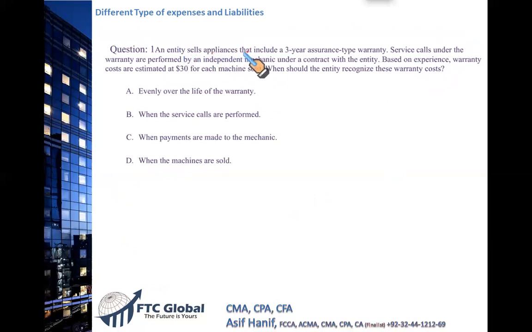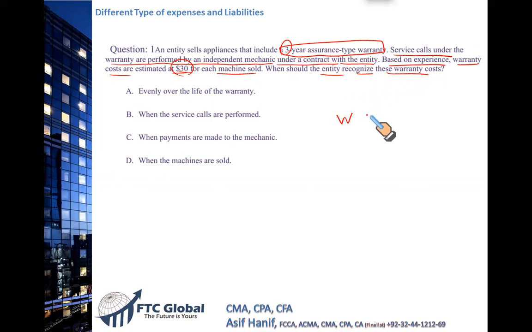An entity sells appliances that include 3 years assurance type warranty. Service calls under the warranty are performed by an independent mechanic under the contract with the entity. Based on the experience, warranty costs are estimated to be 30 for each machine sold. Despite a 3-year period being covered under this assurance type warranty, when should the entity recognize the warranty cost? Debit warranty expense, credit warranty liability in the year of sale.